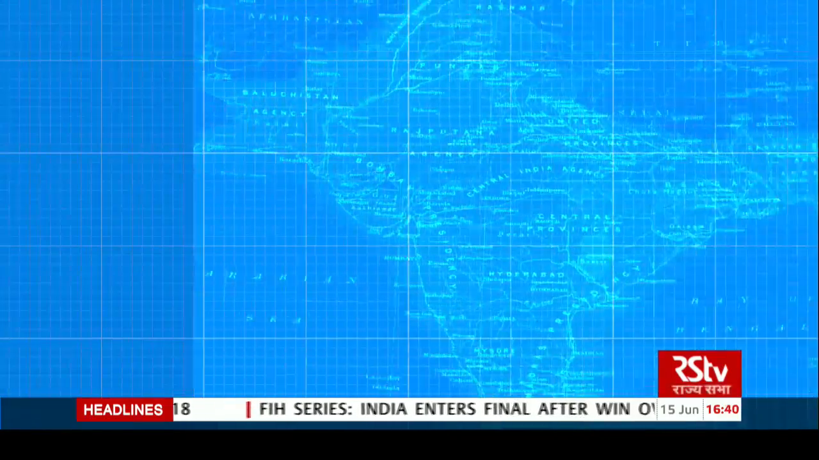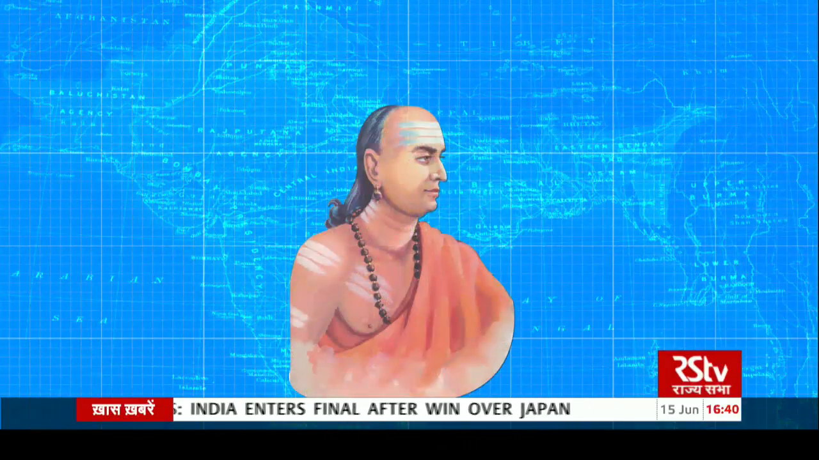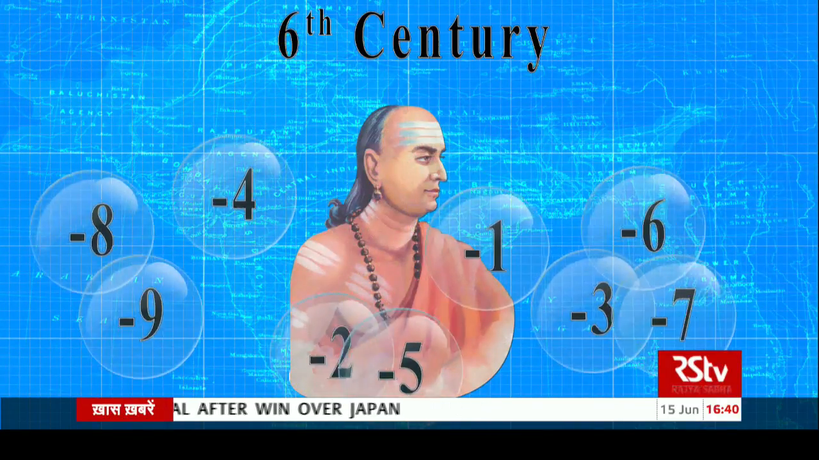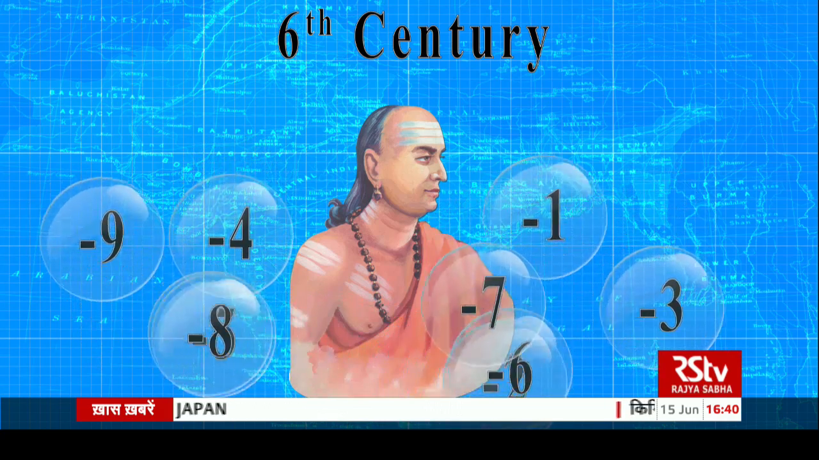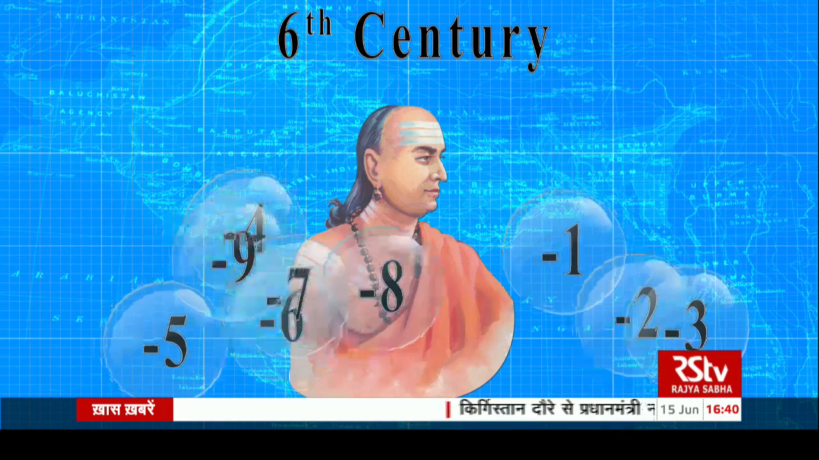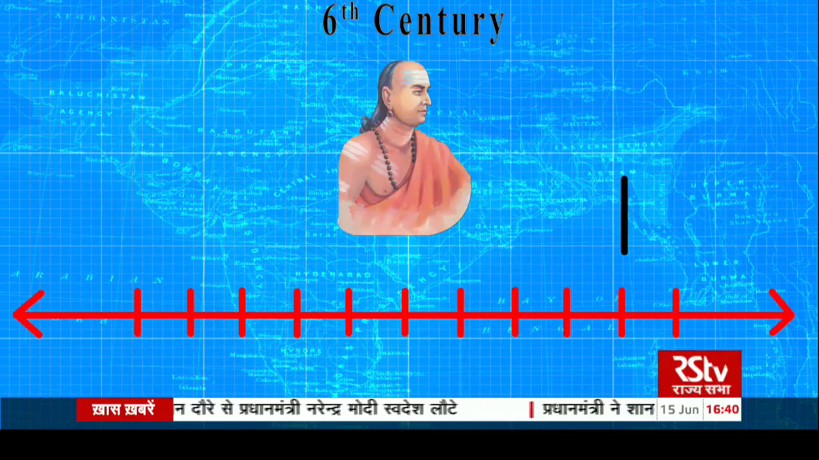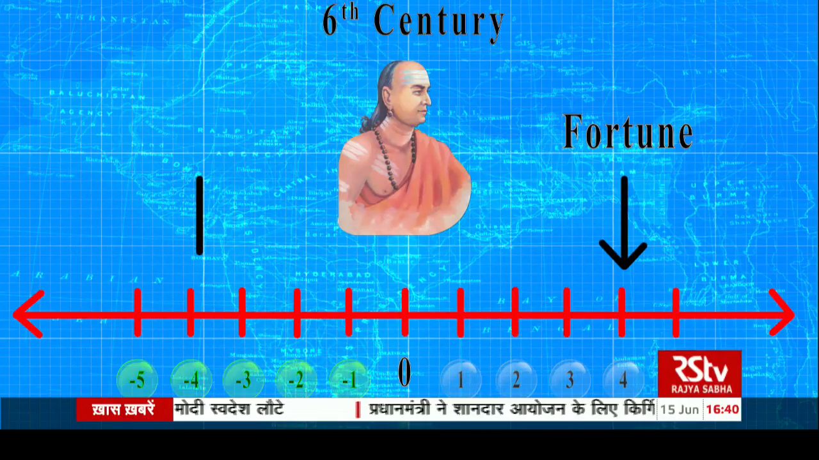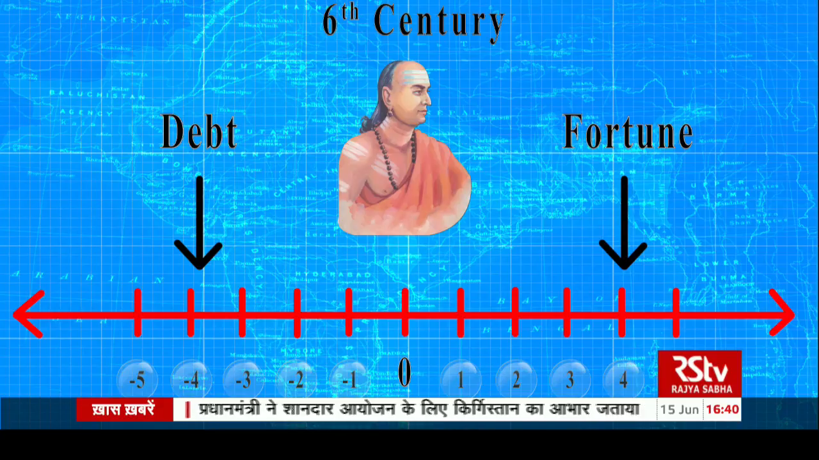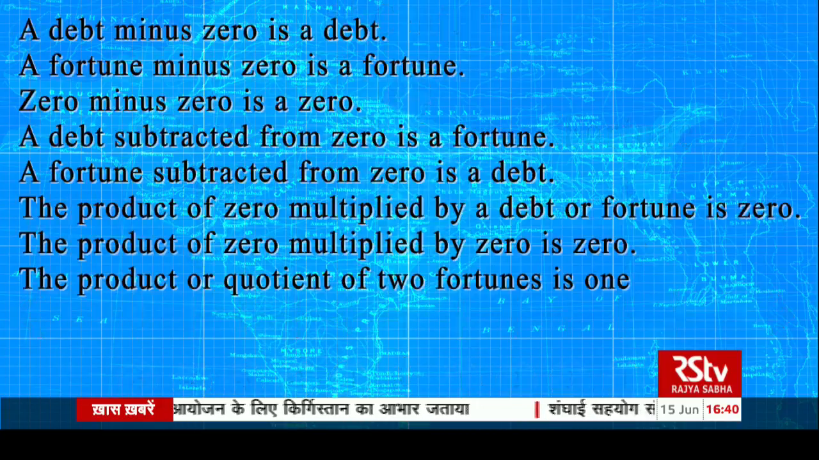But it was Indian mathematicians like Brahmagupta who in the 6th century developed consistent and correct arithmetical rules on the use of negative numbers. Brahmagupta called positive numbers fortunes and negative numbers debts, and came up with a whole series of rules.